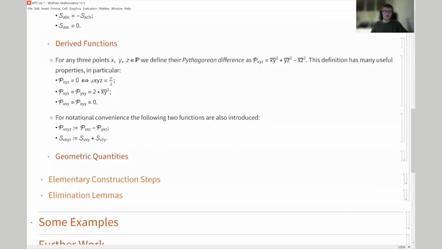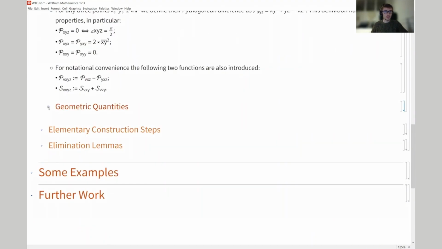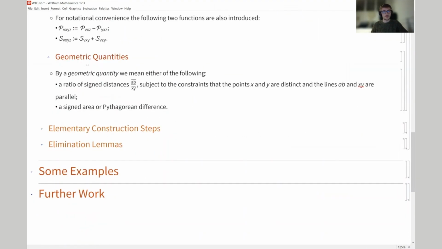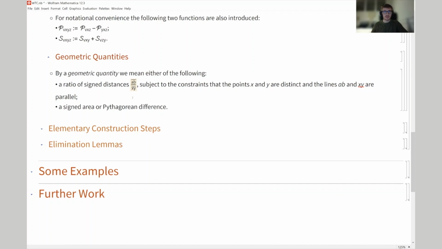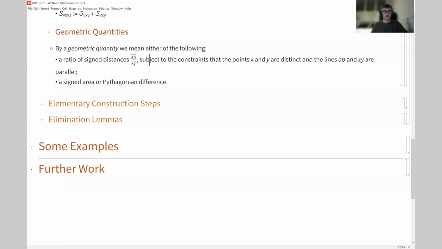And for notational convenience, we also have 2 other quaternary functions, but you don't need to worry about them too much. With this introduction out of the way, we can define a geometric quantity to be either of the following: a ratio of signed distances, subject to the constraints that the denominator is non-zero, so X, Y are distinct, and that the lines through A and B and X and Y are parallel. Otherwise, this ratio doesn't make sense in terms of the area method. Or, a geometric quantity is a signed area or Pythagorean difference of some points.